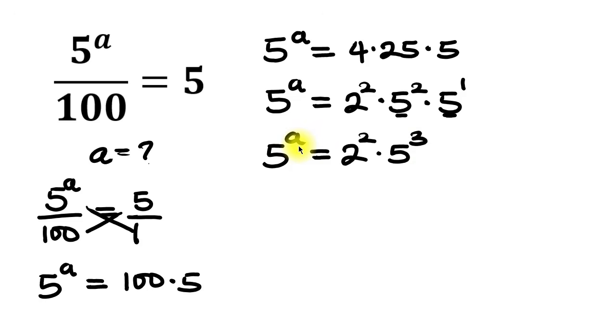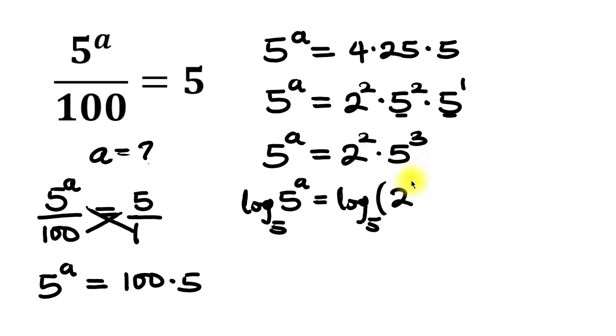Very good. Now let's try to bring down this a. And how do we do that? We have to take the log of both sides. We're not just going to be taking just any log. We're going to be taking the log base 5 of both sides because we have the base here as 5. So take the log base 5 of the left hand side, that is 5 to the power of a. This is equal to the log base 5 of the right hand side, that is 2 squared times 5 cubed.